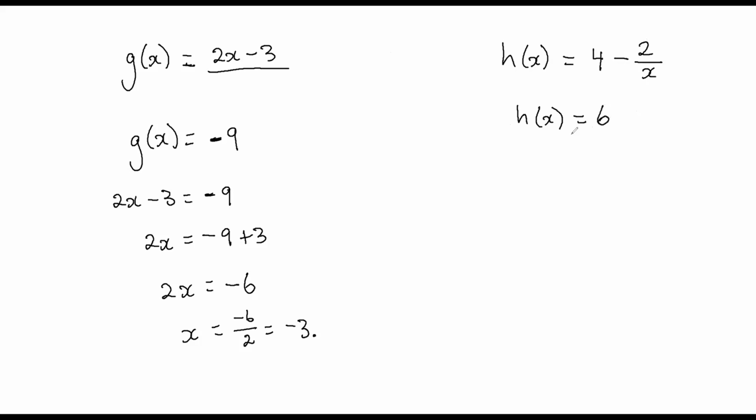This one's easy, but let's do it. The steps don't change. So we start with our equation: 4 minus 2 over x will be equal to 6. Now, what is the first thing we should move?